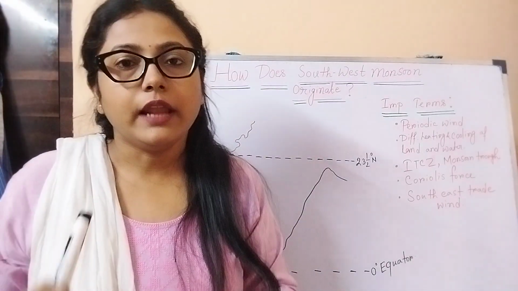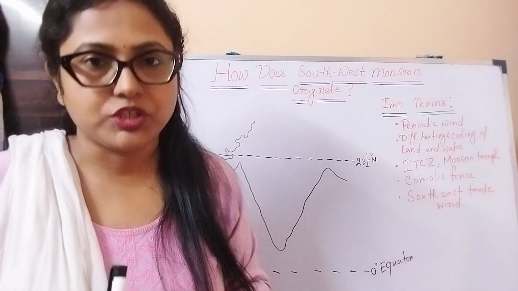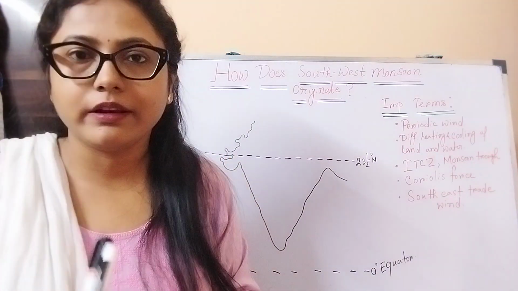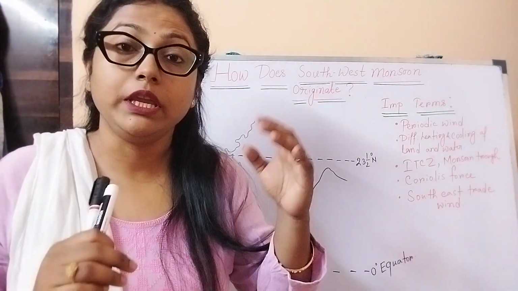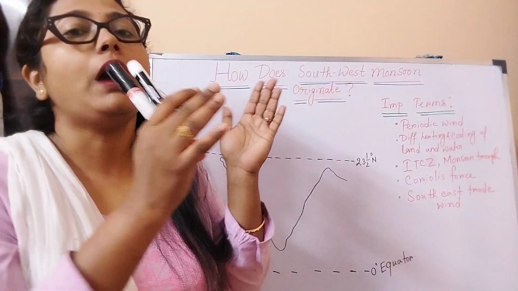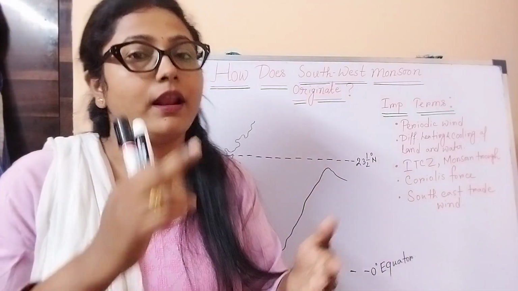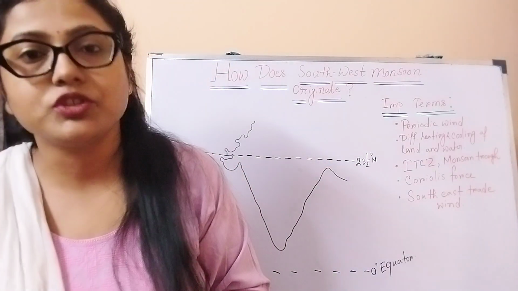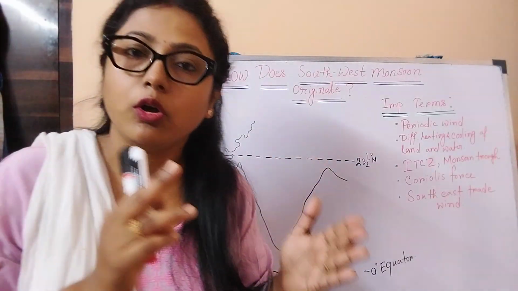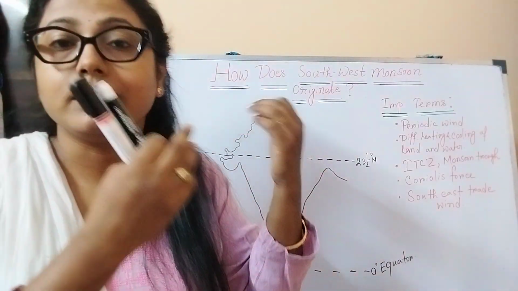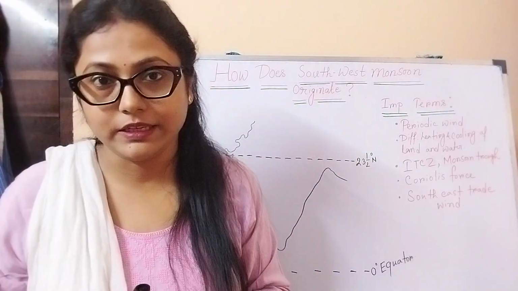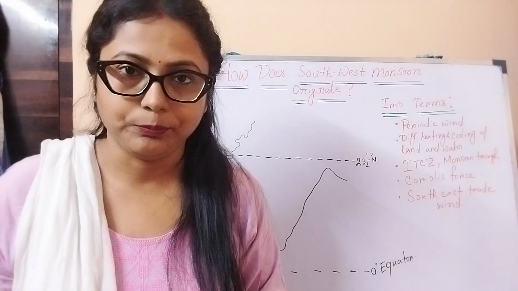Clear? Based on this relationship, wind is generated. We all know that wind always blows from high pressure towards low pressure. So we need to know where high pressure will be formed and where low pressure will be formed. We also need to know the temperature criteria in different seasons.